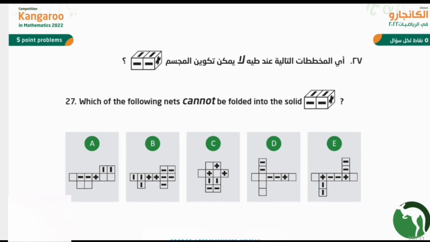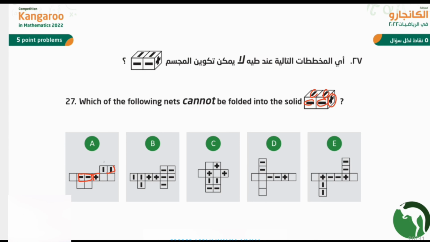In question number 27, which of the following nets cannot be folded into the solid box? This one. Here we have these two lines vertical on these two lines. So let's check. And here we have a plus sign. Here, these two can be the front side, and this one can be the side on the right. And here we will have these two sides on top.